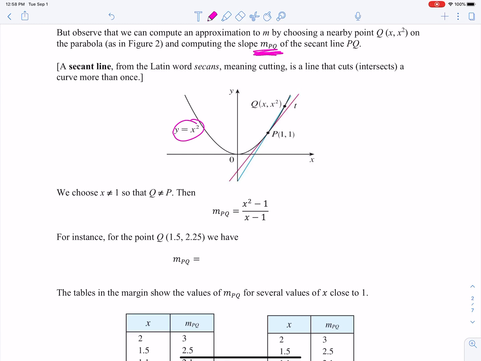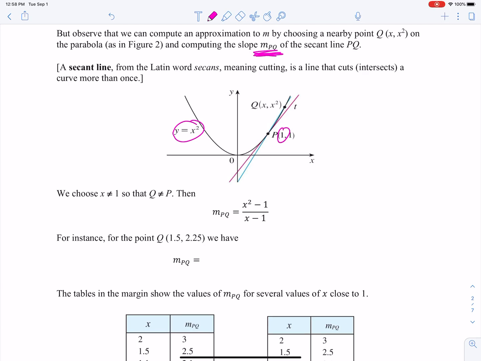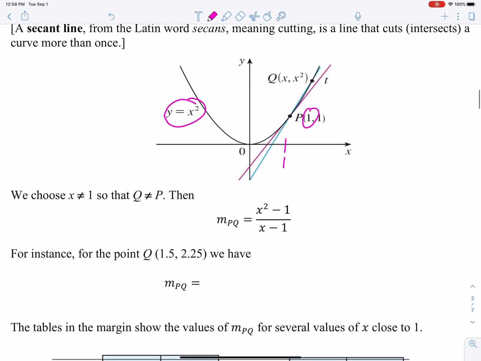So let's choose some x value that is not equal to 1, right? Because point P has an x value equal to 1. We don't want to choose the same point, so that point Q and point P are not the same. All right. So then the slope between P and Q is x squared minus 1 over x minus 1. For instance, for the point Q 1.5, 2.25, so here's x equals 1. We're going to pick, again, something close. We're going to pick 1.5 and see what that slope is, right?